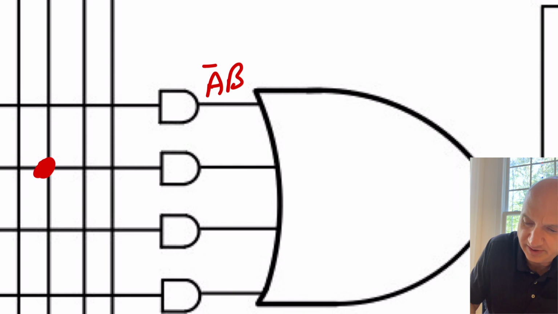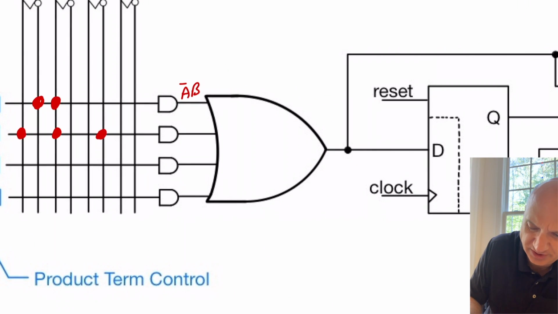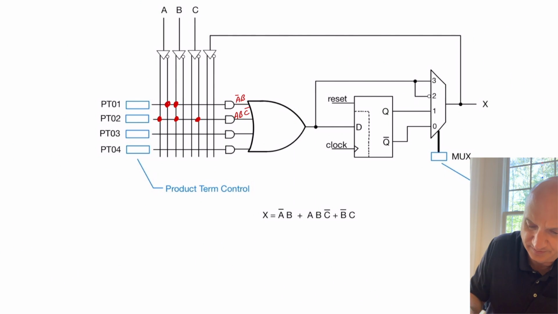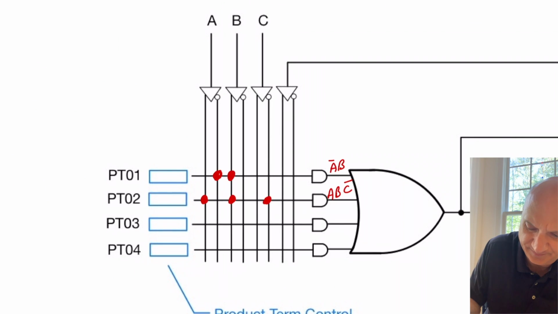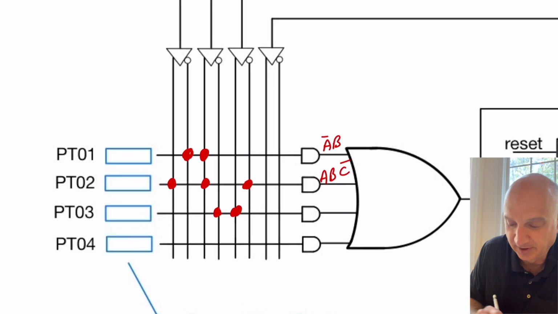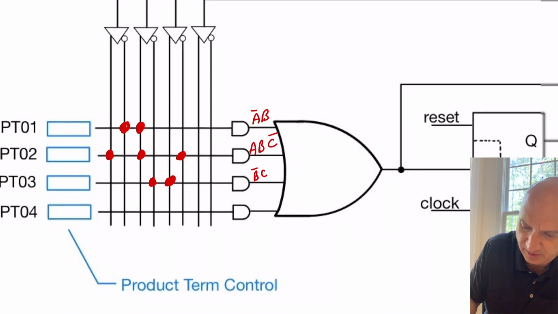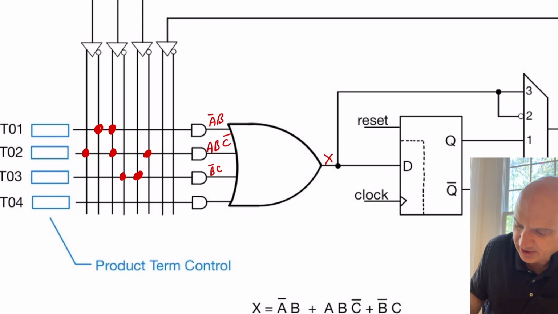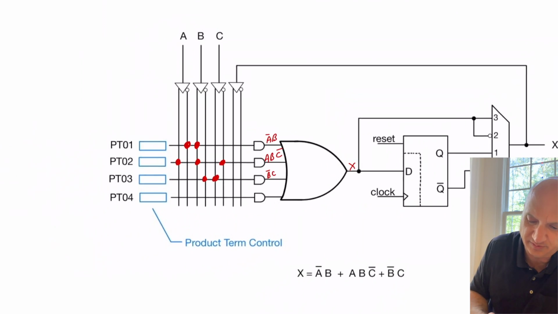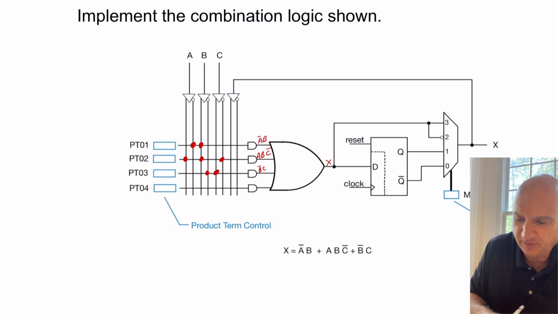So if we come in here now, we'll see that this is going to be the A, B, C bar term. Now the next one is B bar C. So we're going to jump in and do B bar C. Here's B bar, and then there's C. And so this now becomes B bar C. What's output here will be X on the output of this OR gate. This is how we program the system.